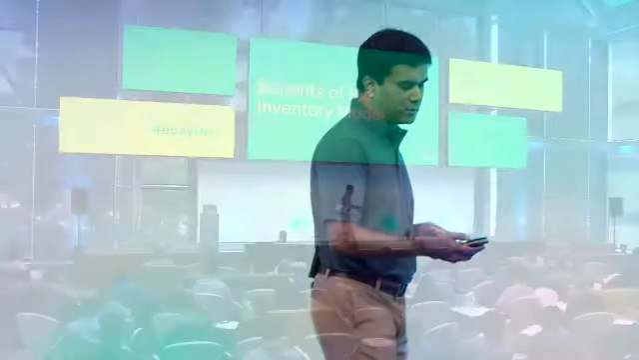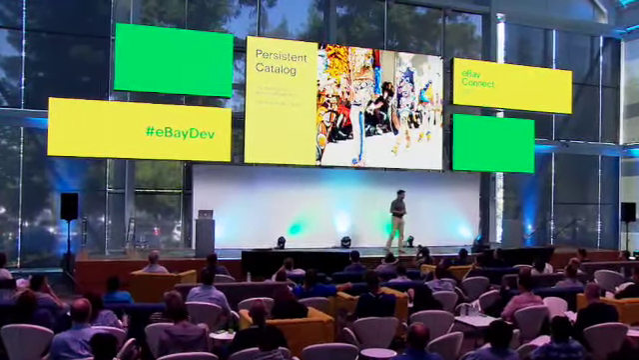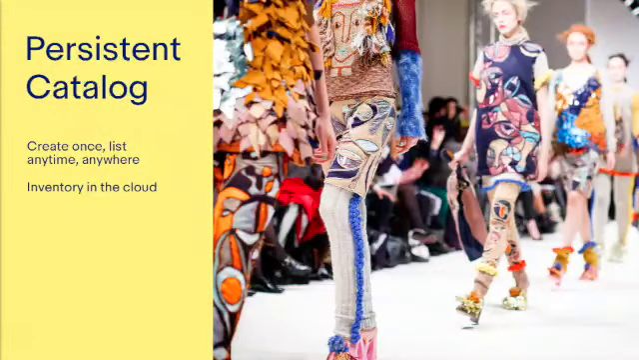There's a lot of benefits of the inventory model compared to the listing model. So let me go over some of those. The first is persistent catalog. Whenever you create a product on eBay, it is stored in your product catalog. So eBay is giving every seller who uses this platform their own catalog. This information is stored on eBay, and once you create it, you can list it at any time, anywhere afterwards.